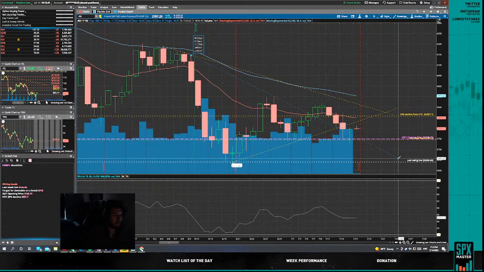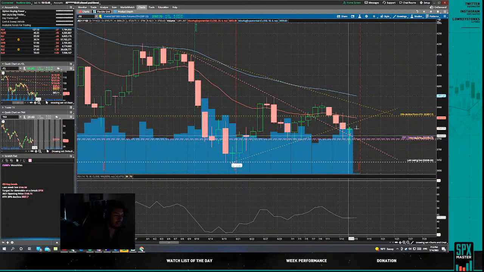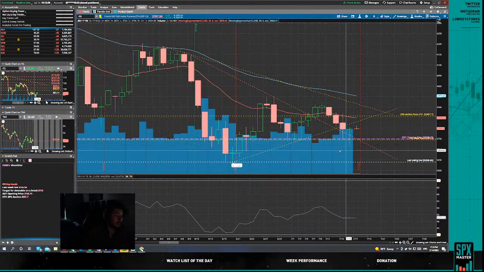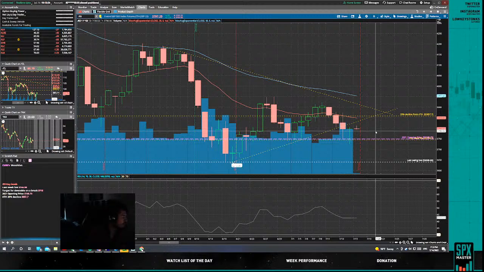One of the things I'm watching as well is this trend line right here from these highs, to see if this is basing around this trend line. It didn't trade too low for my liking, so I'm not putting too much weight on this. That's what I'm watching.